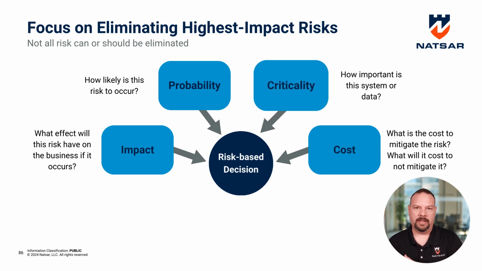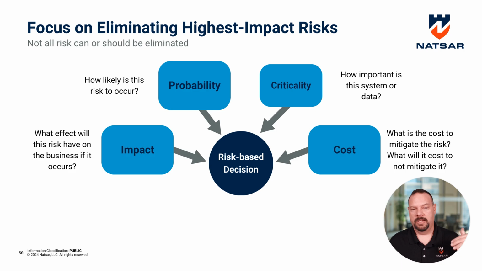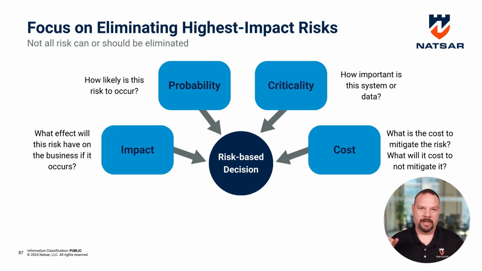And then the criticality. How important is this system? You might have something that would have a high impact and a high probability, but the bottom line is it's only going to affect one little part of your organization that if they were down for a couple of days wouldn't really be that big of a deal. And then cost. How much would it cost to mitigate the risk, but also how much does it cost not to mitigate it? And this is a real business decision that organizations have to go through.